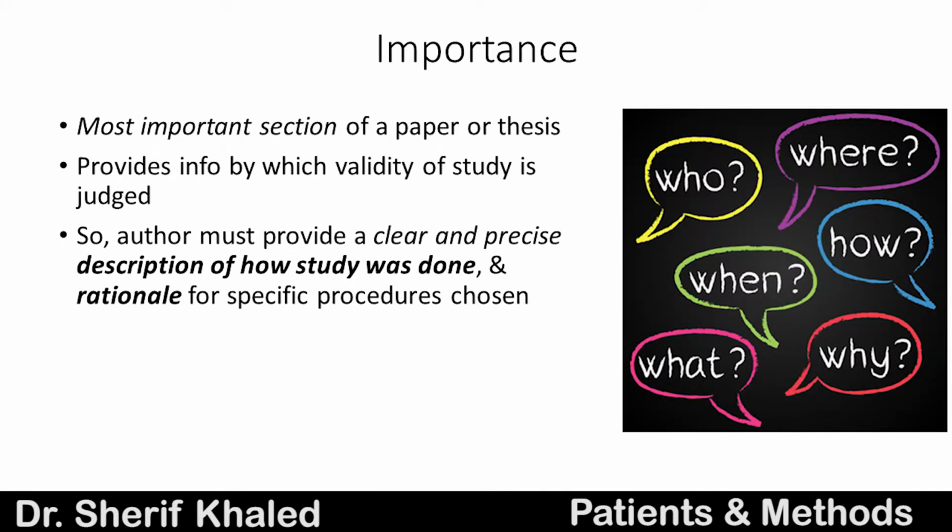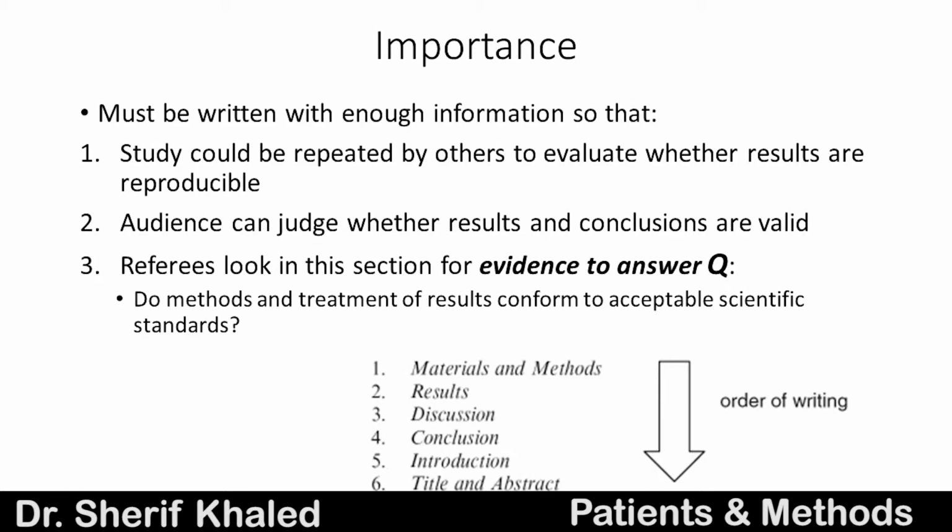You have to know that patients and methods is the most important part of the thesis or a paper. Why? Because it provides info by which the study can be decided if it's valid or not. So the validity of the study is judged by the info you provide in the patients and methods section. And that's why you have to provide a clear and precise description of how the study was done and the rationale for the procedure you chose.